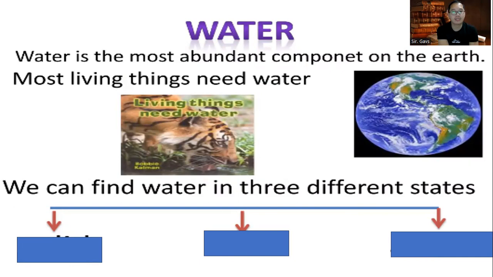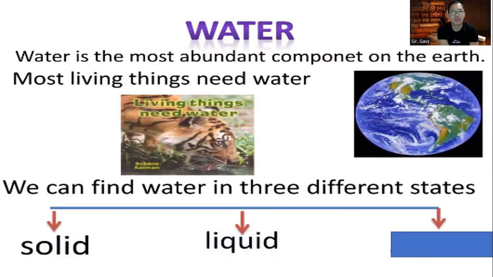We can find water in three different states. There are three phases of matter: solid, liquid, and gas.